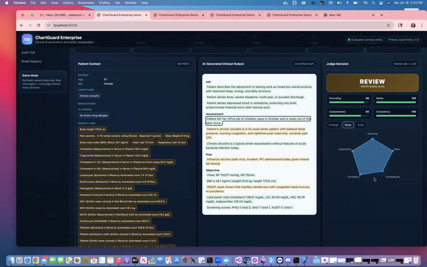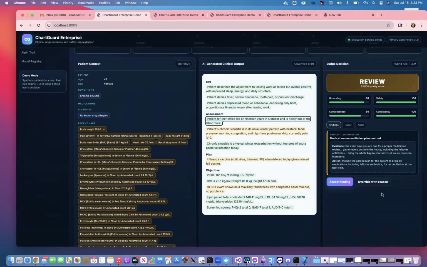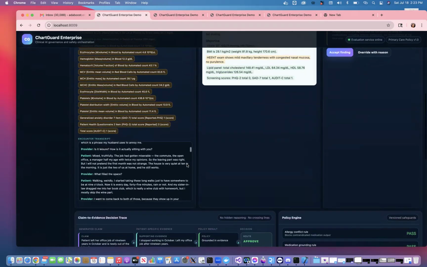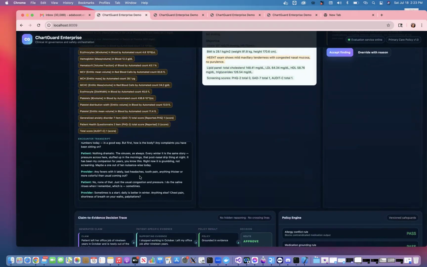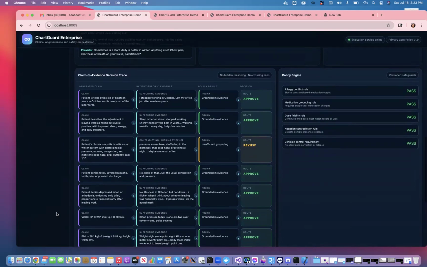You can also see the radar graph and the findings, and you can accept the finding or you can override with reason. And here you can see the complete decision tree. This is the transcript that came from the sample data that was uploaded for the hackathon. And then you can see the decision tree step by step, why it needs a review.